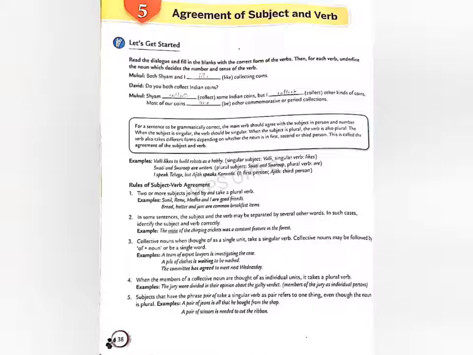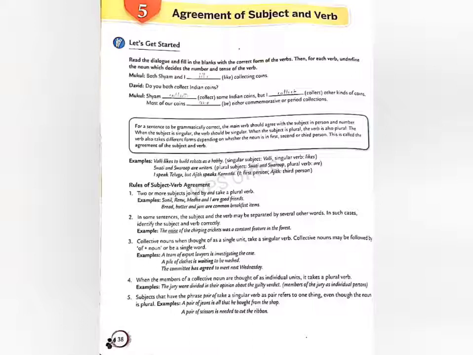Next we have when the members of a collective noun are thought of as individual units. Yes students, sometimes we take the number of persons in the collective noun separately or individually. Then it will take a plural verb there. The jury were divided in their opinion about the guilty verdict. Here we are taking each judge of the jury as an individual person.